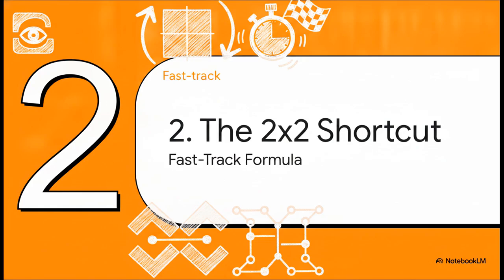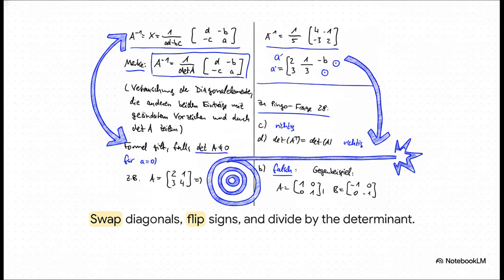Section 2. The 2x2 shortcut, a true fast-track formula. Okay, if you're dealing with a 2x2 matrix, you are in luck. The inverse is just 1 over the determinant multiplied by a rearranged version of your matrix. You just swap the elements on the main diagonal, flip the signs of the other two, and multiply the whole thing by 1 over the determinant.